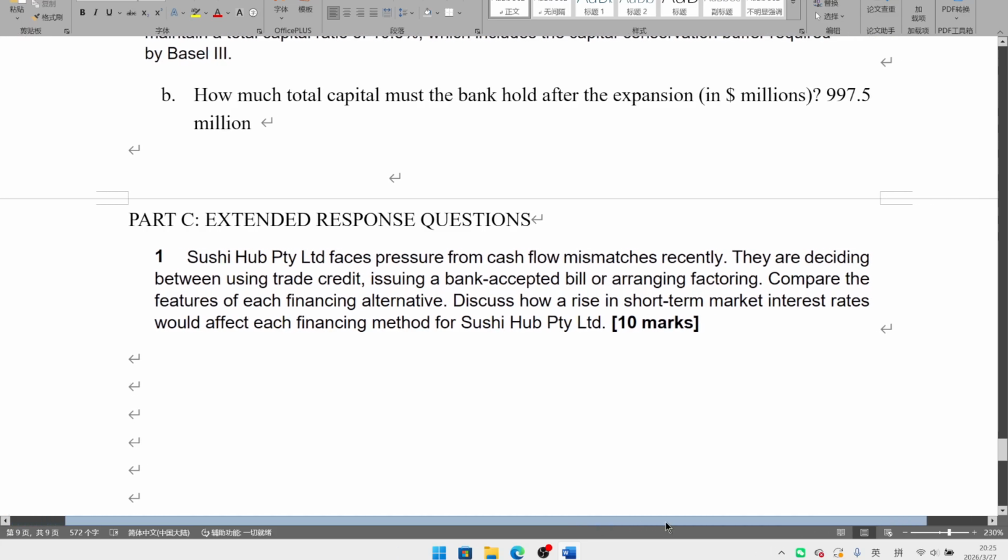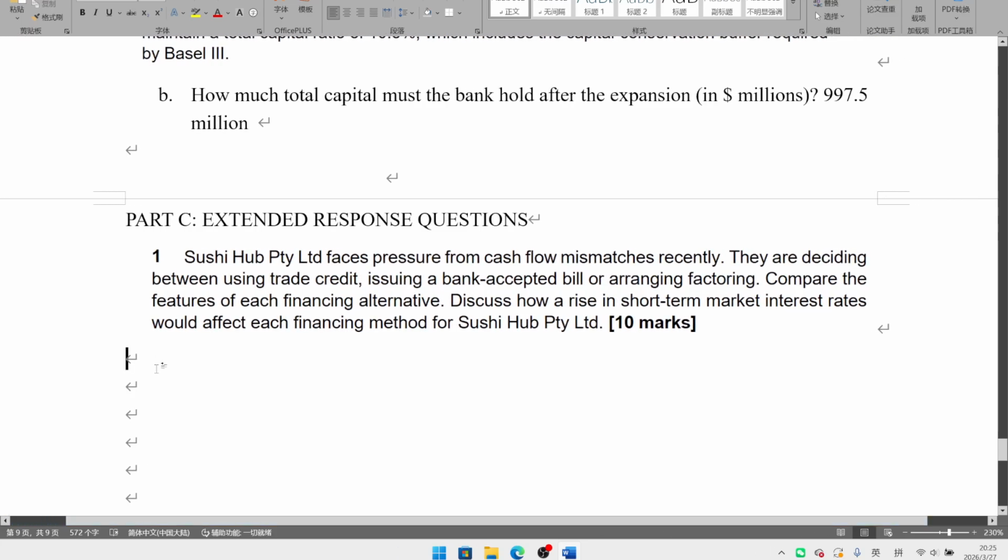Sushi Hub is now facing a cash flow mismatch. Discuss how a rise in short-term market interest rates would affect each financial method. So the situation here is that the interest rate in the short-term market will influence each financial method.